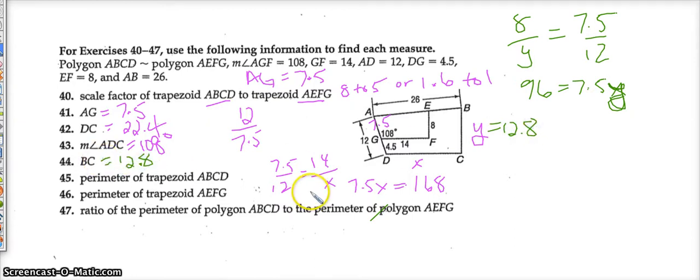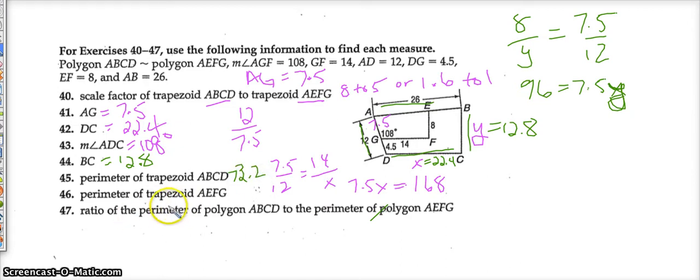So now they want the perimeter of trapezoid ABCD. And I knew that this was 22.4. Is that right? X came out to equal 22.4. So if I want the perimeter, I'm going to add 12, 26, 12.8, and 22.4. So if I do that, 22.4 plus 12.8 plus 12 plus 26, it gives me 73.2.